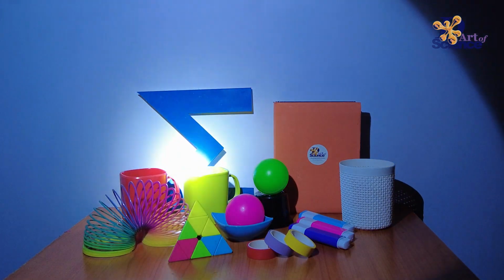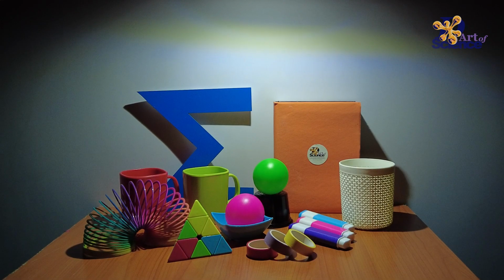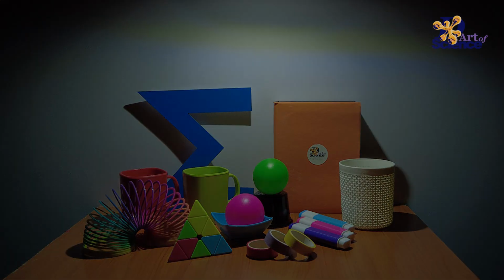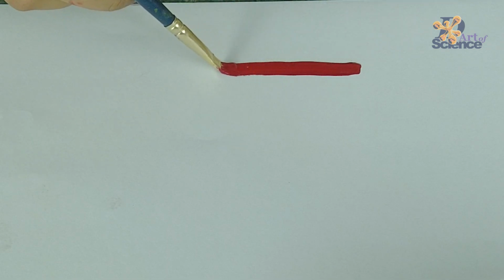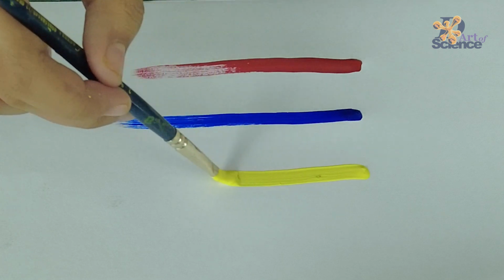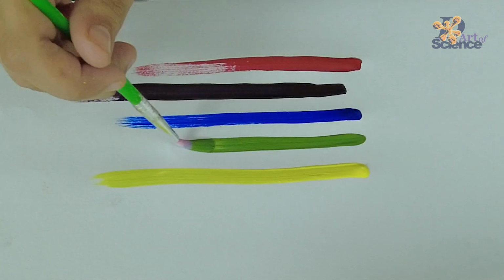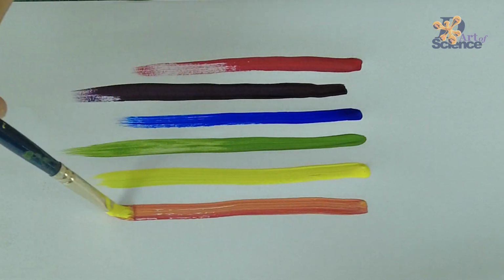When a source of light falls on an object, the object reflects this light. This reflected light enters our eye and allows us to see them. In paint, we have three primary colors: red, blue, and yellow. These mix to give us the three secondary colors, which are purple, green, and orange.